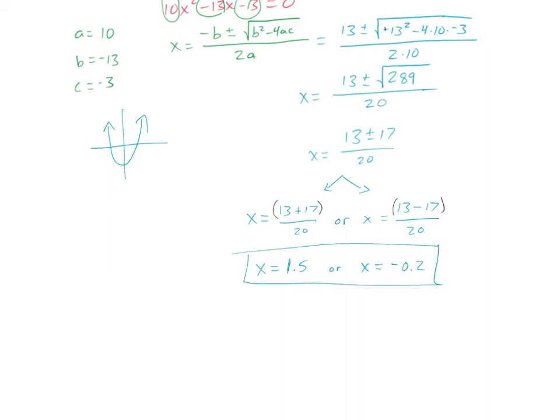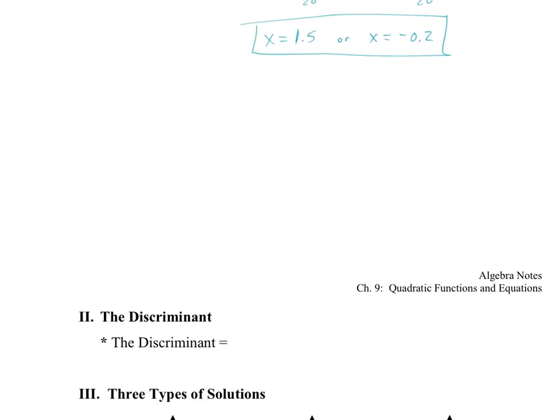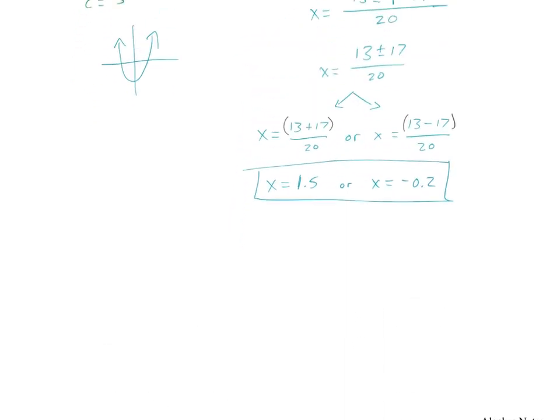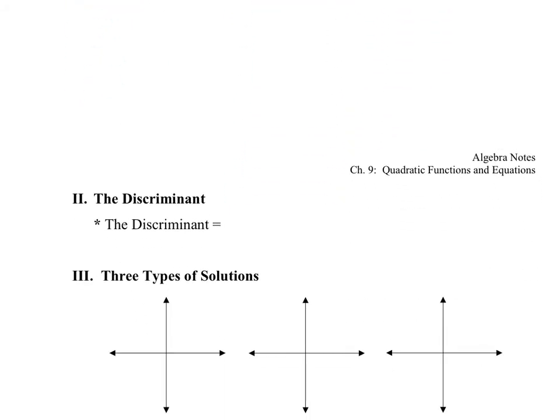So this one's going to have 2 x-intercepts, and there they are. So that's the quadratic formula. I'm punching it in to get an answer. You'll see kind of variance on that same thing, and you'll see some on the test.